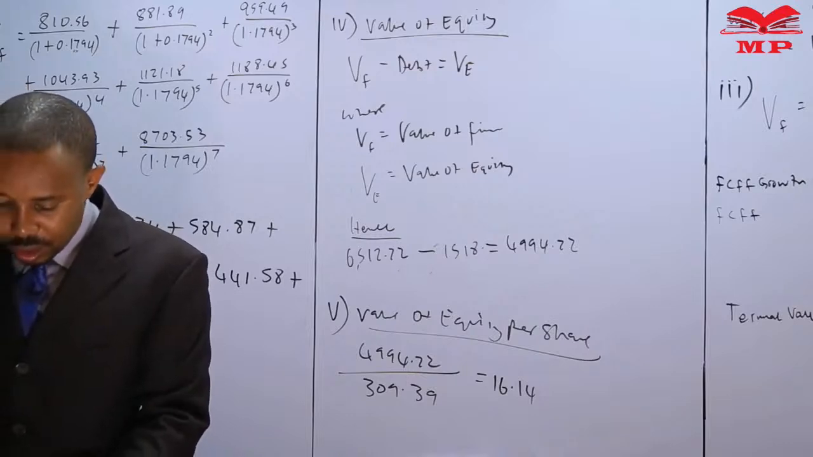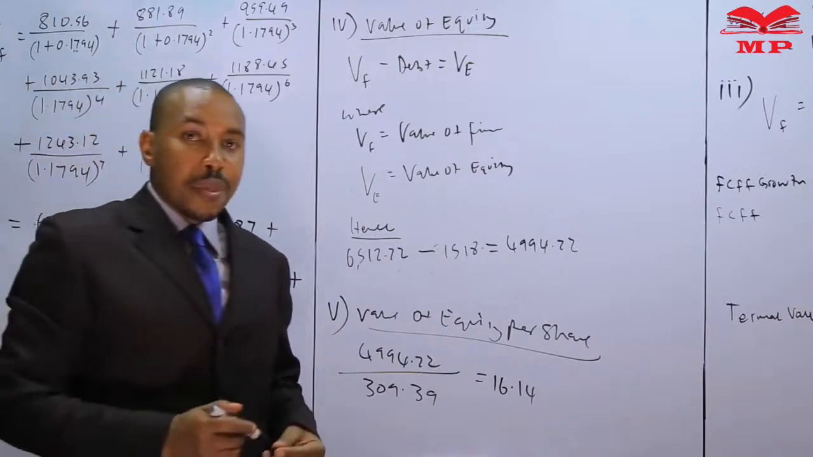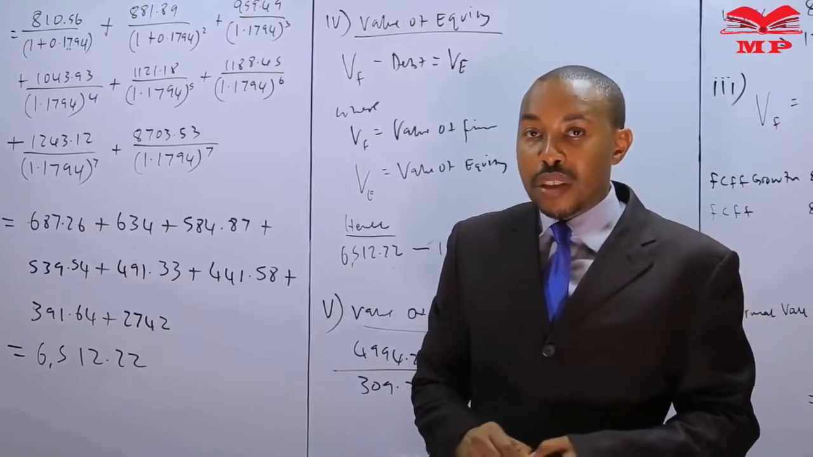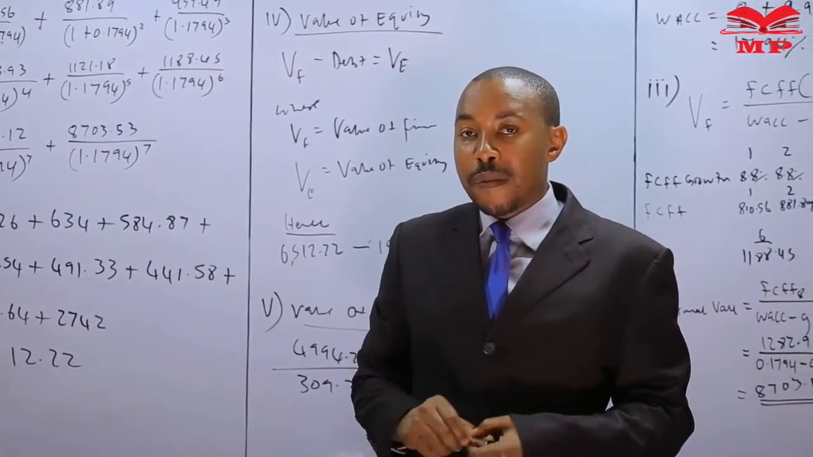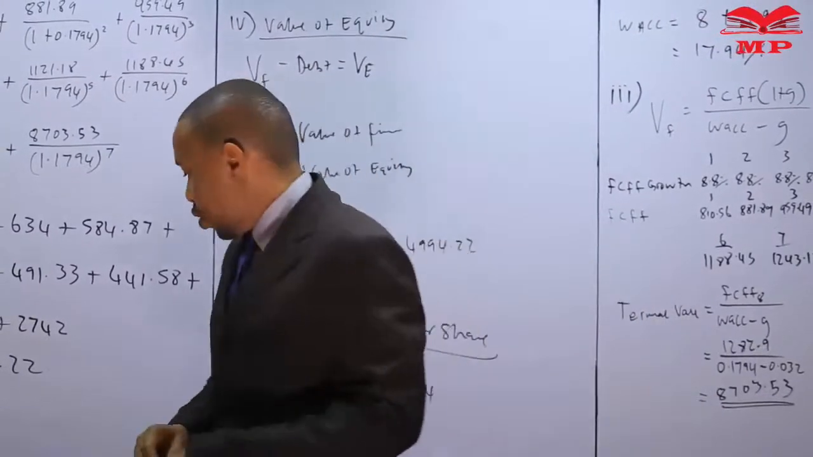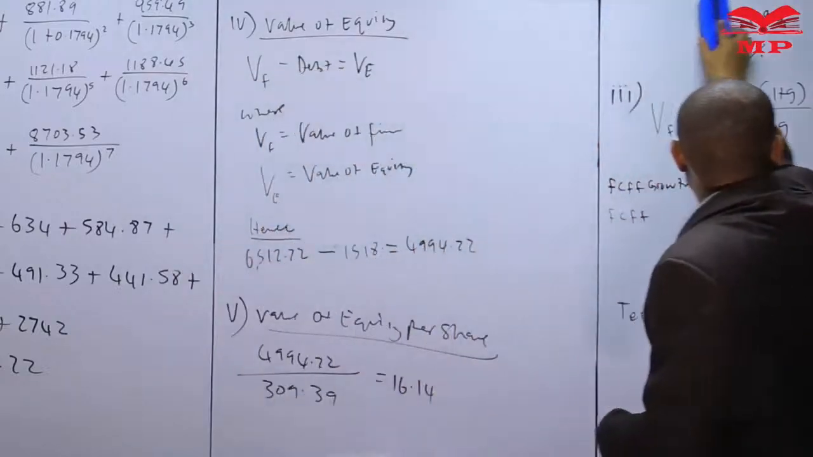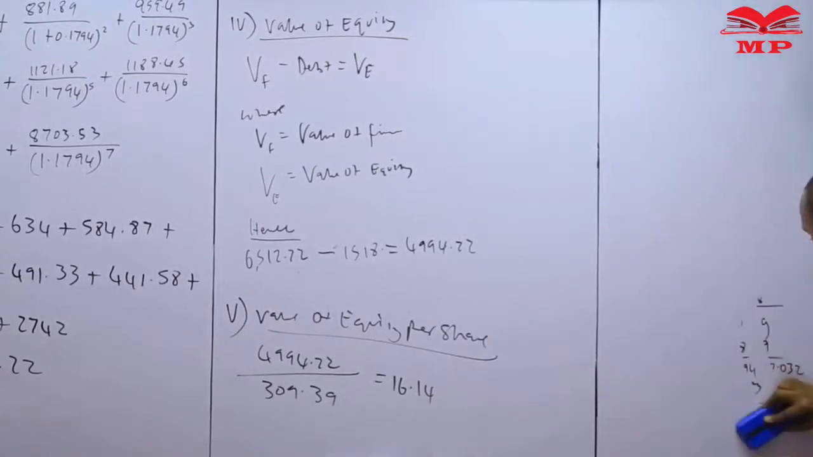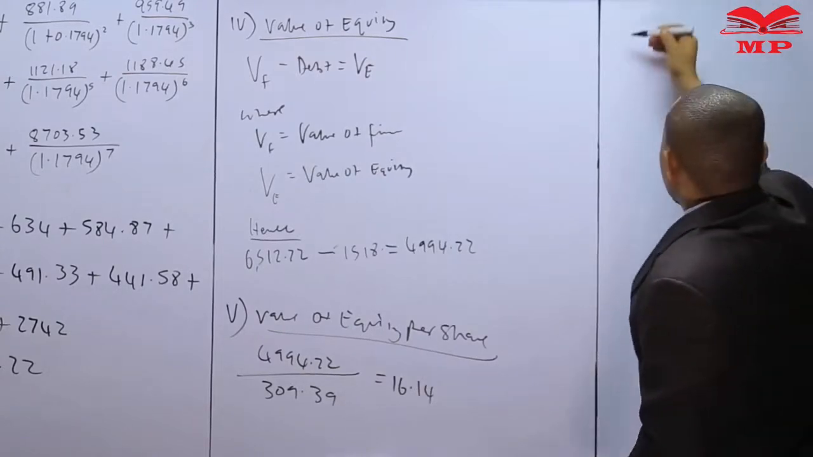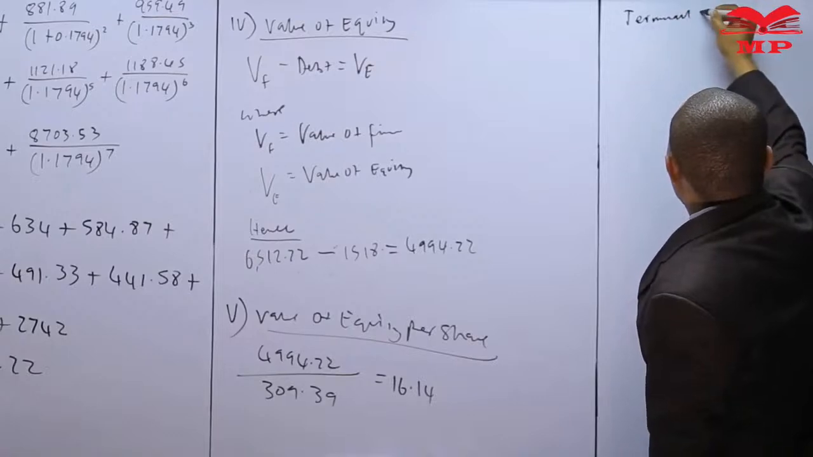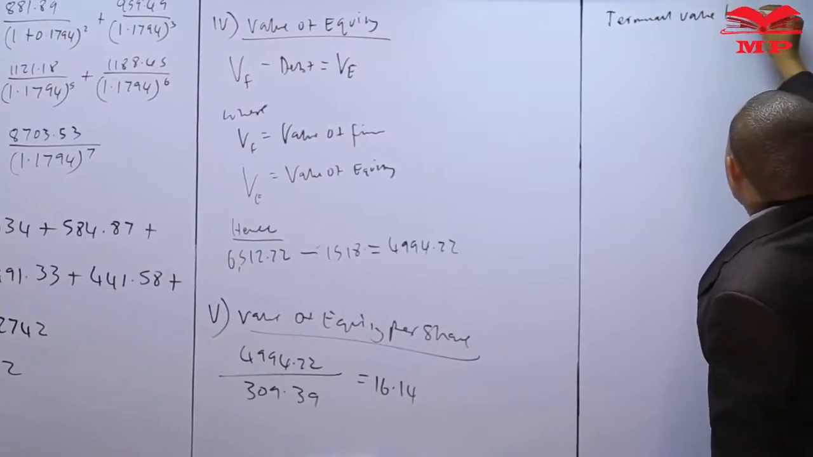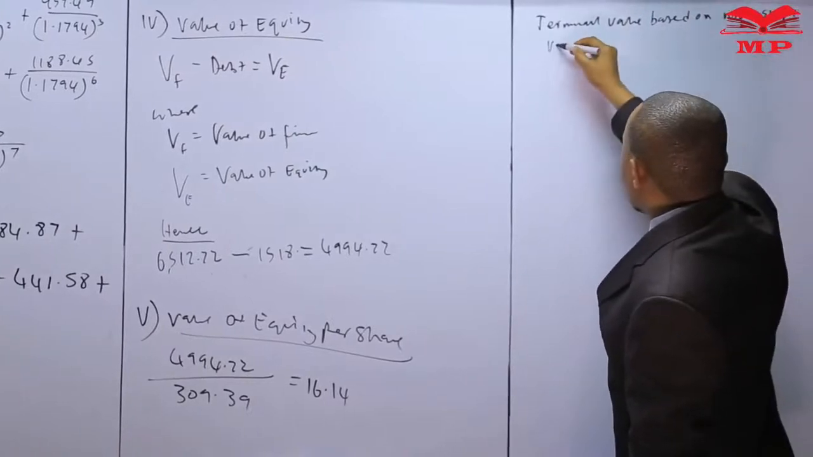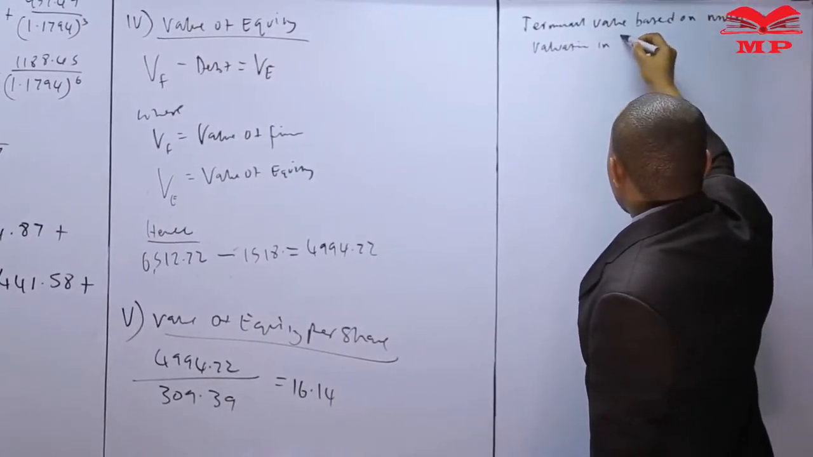Now, having looked at that question, we have already concluded the five parts of the question. And now what we need to do is to conclude by looking at the multi-stage valuation models based on the free cash flow valuation model. So what we do is that we can move on this side. So terminal value based on multi-stage valuation in free cash flow.